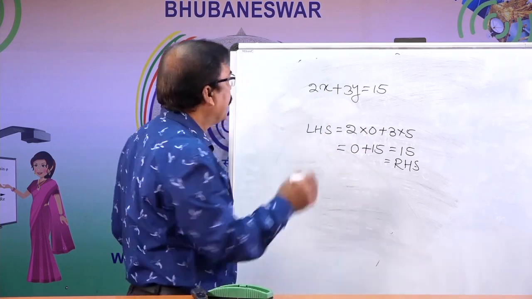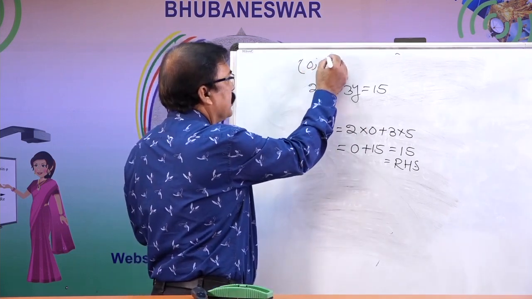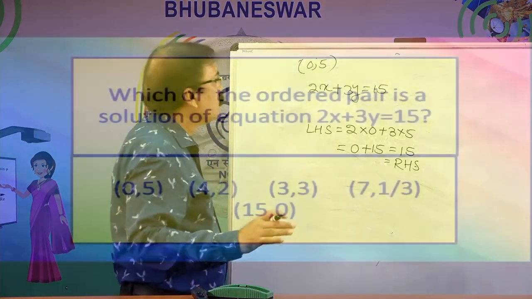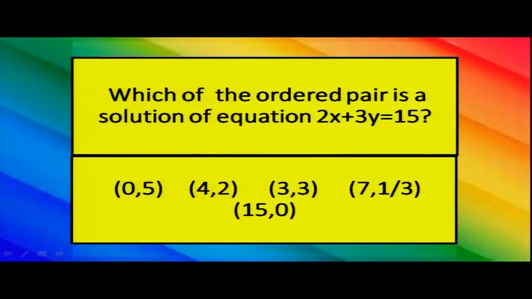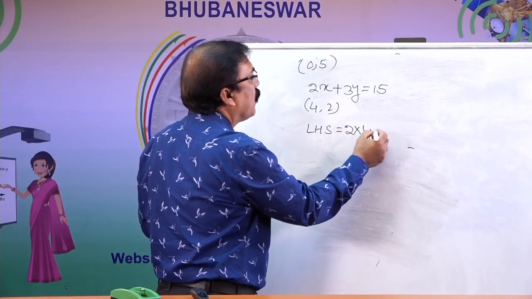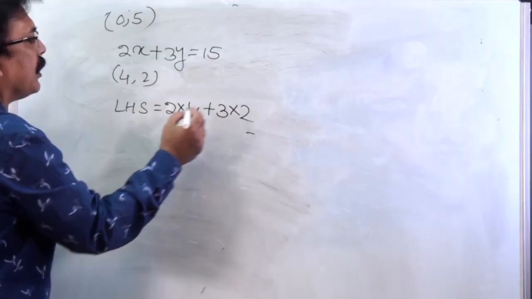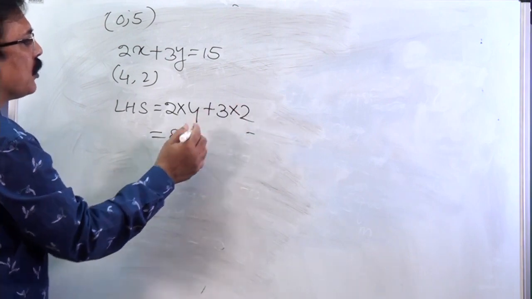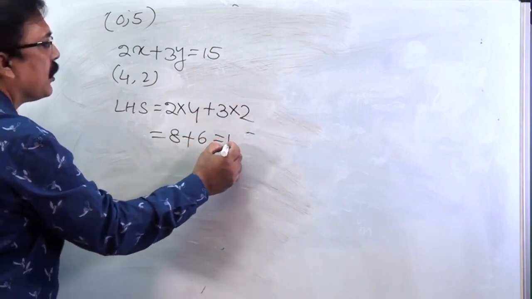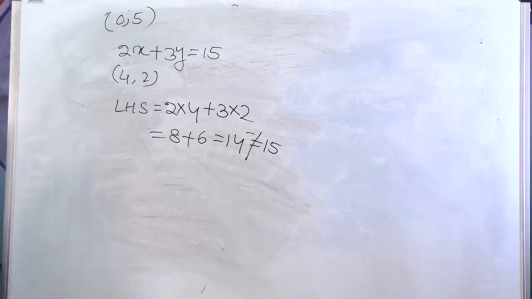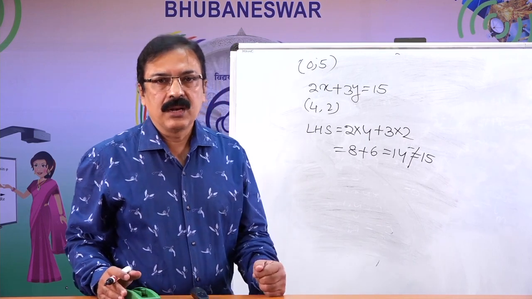So first we write here: 0, 5 is a pair of solution. Now try with 4, 2. So 2 into 4 plus 3 into 2. 2 into 4 gives 8, 3 into 2 gives 6, that is 14, which is not equal to 15. So 4, 2 is not a solution.